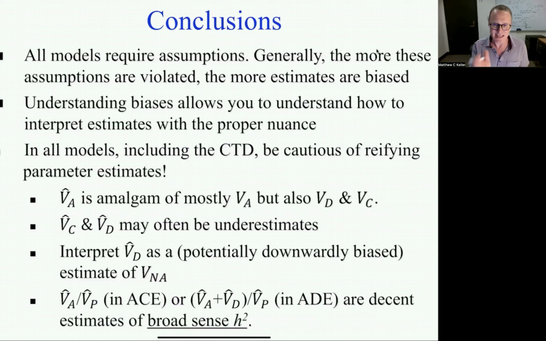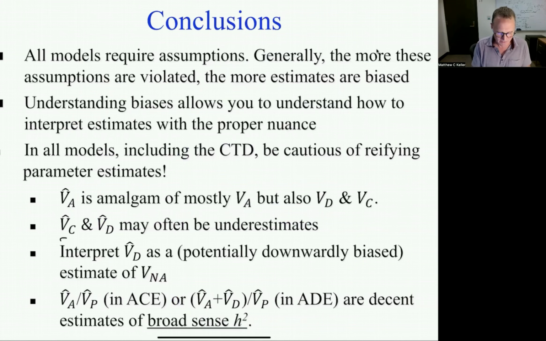Not being able to estimate VA, VC, and VD simultaneously. But that's but one reason that VA can be under or overestimated. And it's important to have those factors in mind when you're interpreting the estimates. VA hat should be interpreted as an amalgam of mostly VA, but also VD and VC. And here I'm really just concentrating on this issue of VA, VD, and VC not being able to be estimated simultaneously.